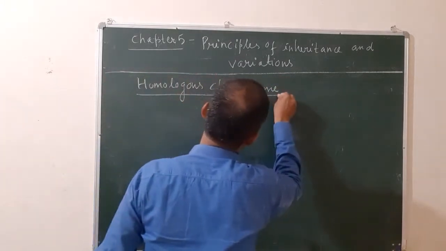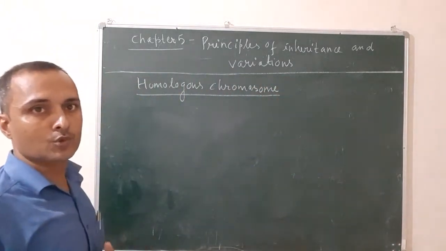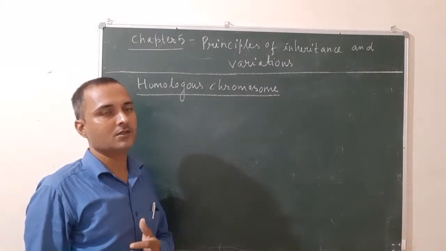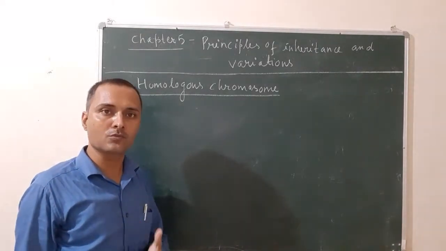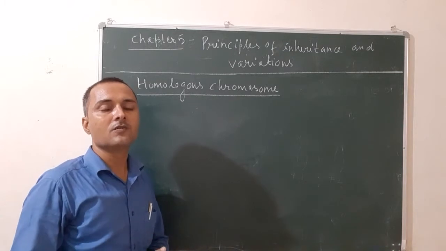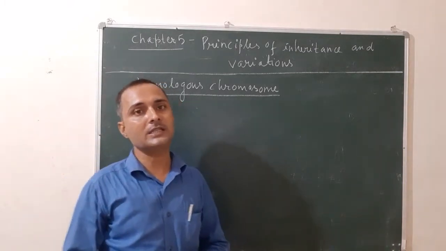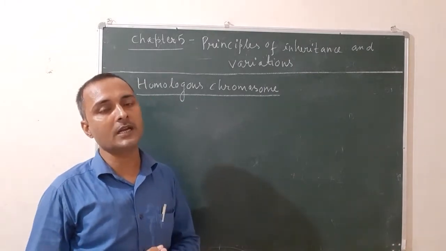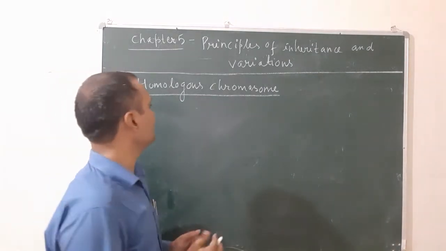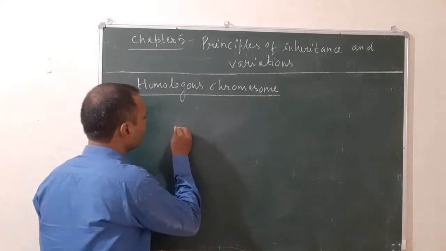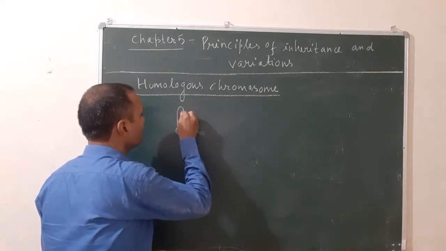A pair of same chromosomes that contain the same genes is known as homologous chromosomes. Once again, what are homologous chromosomes? A pair of chromosomes that belong to the same pair and contain the same genes are known as homologous chromosomes. For example, you can see on the board.